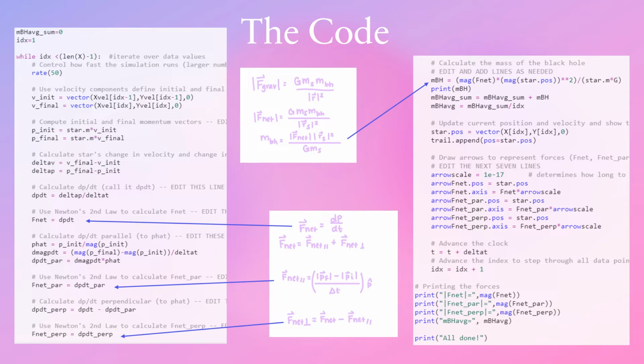and final momentum. I then found Fnet by dividing the change in momentum by change in time. To get Fnet parallel, I divided the magnitude of P final minus magnitude of P initial by delta T, and I multiplied by P hat. To get Fnet perpendicular, I subtracted Fnet parallel from Fnet. To get the mass of the black hole, I rearranged the gravitational equation to get the mass of the black hole equals the magnitude of Fnet times the magnitude of the position squared, divided by the gravitational constant times the mass of the star. I then found the average of those values to use in part 2.